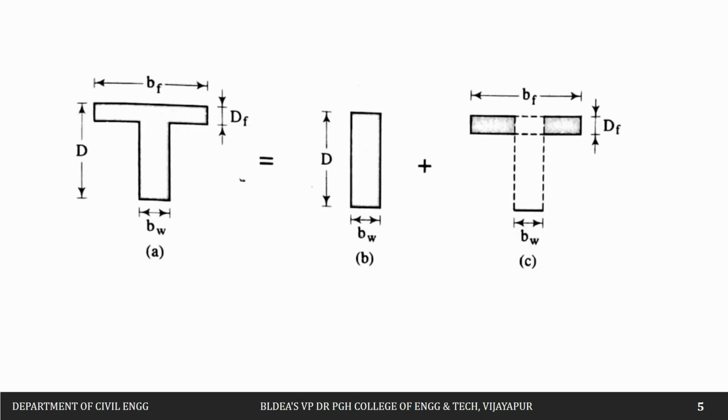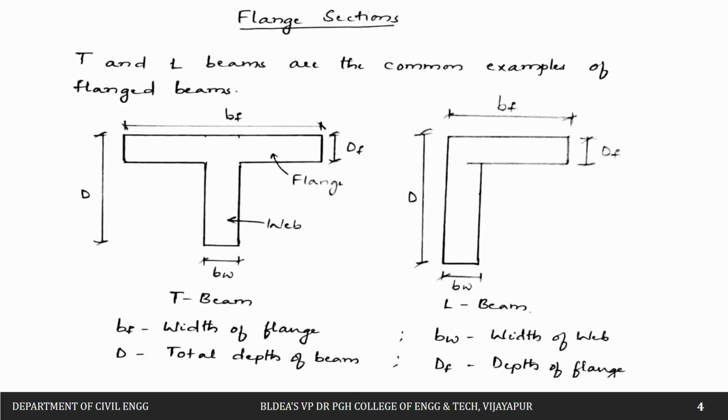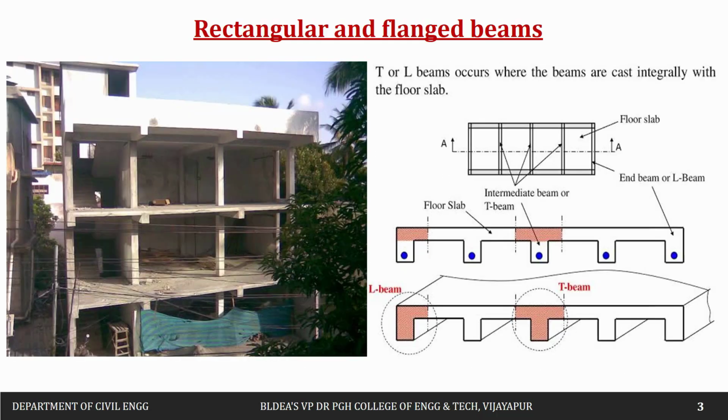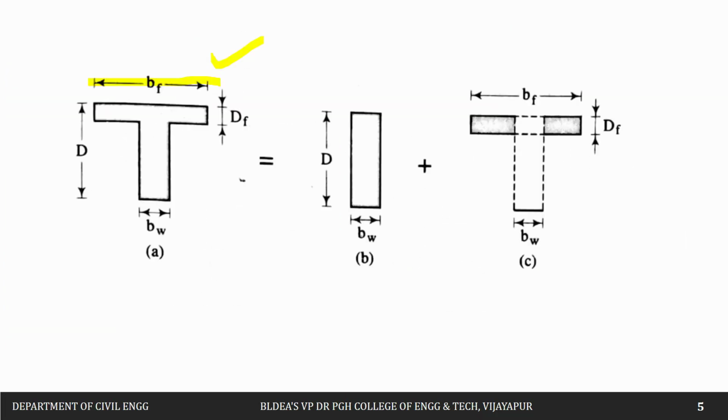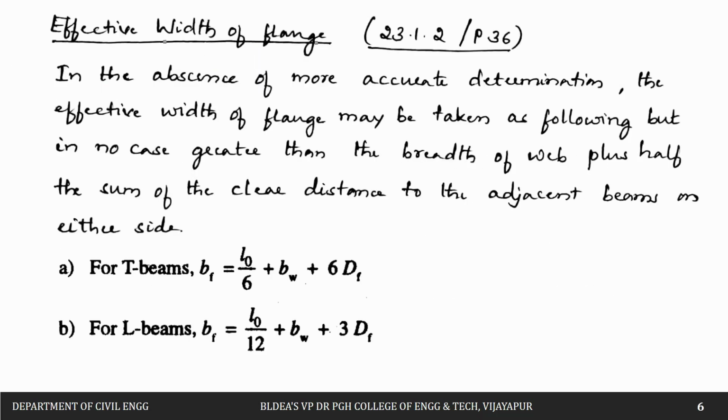Now next is how to calculate the effective width of the flange. For example, if you see this figure and take this beam, the flange covers the distance from here till here and from here till here. If you see this beam, this distance we have and this distance we have. What will be the effective width of this beam? How to calculate? The IS code provides certain formulas, and based on that we will try to calculate.